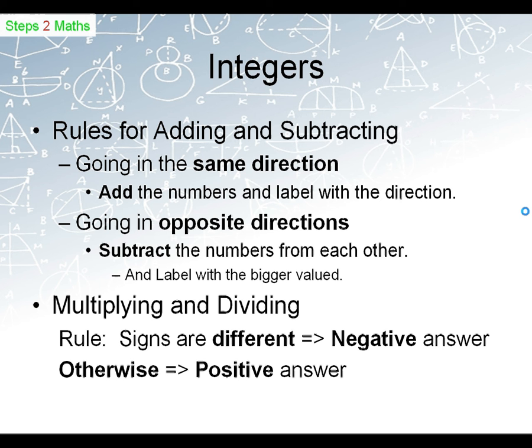The rules for adding and subtracting natural numbers: if you're going in the same direction, you add the numbers and label with the direction. If you're going in opposite directions, subtract and label with the bigger value. One thing that we haven't looked at here yet is what happens if you have an integer and you subtract another integer. What happens if I've got negative 5? Because we're thinking of the negative numbers as numbers rather than as subtractions. Okay, so that's something that we'll look at in another video.